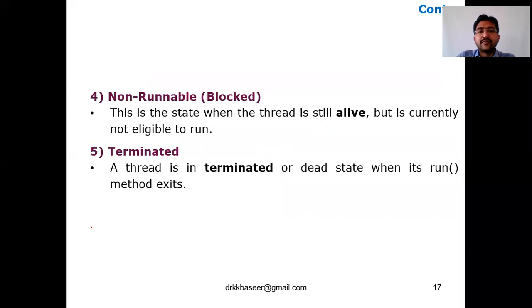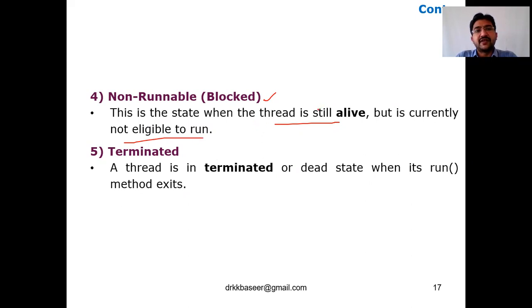Now the fourth state, block or non-runnable. What is the meaning of non-runnable or block? The thread is still alive, but it is waiting. It is currently not eligible to run. It is not in an active stage. Not in an active stage means it will be in a sleep mode, or maybe waiting for an IO device, or it has to be blocked, and maybe it is suspended. Because of that, it is alive.